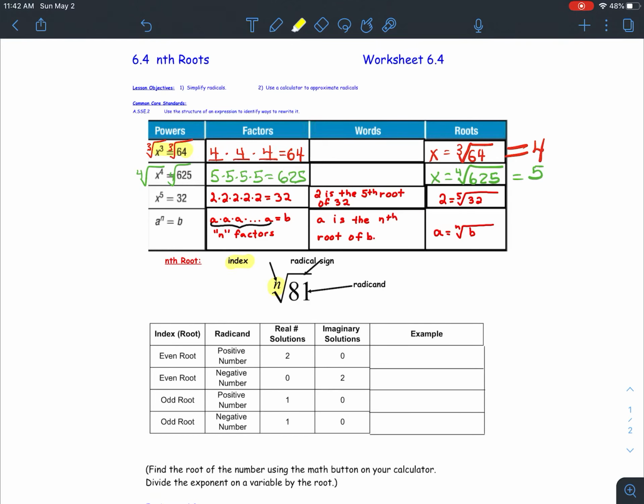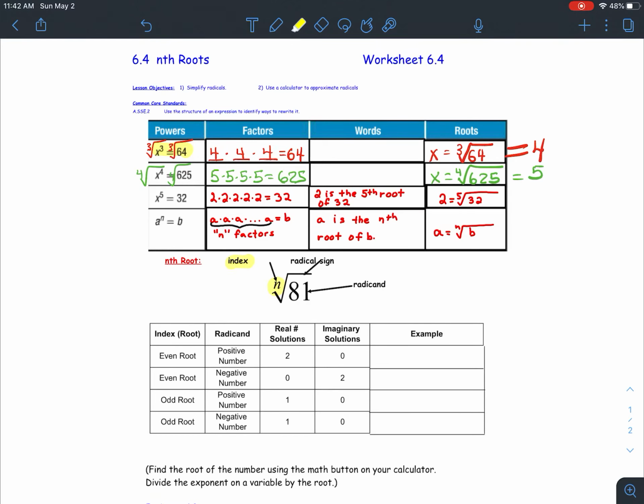Now, how do I do the cubic root of r to the 6th? Well, I'm going to divide the exponent, the 6, that's on my variable, by the root, that's the 3. So I'm taking 6 divided by 3, and the exponent on the r would be a 2. That is my answer.